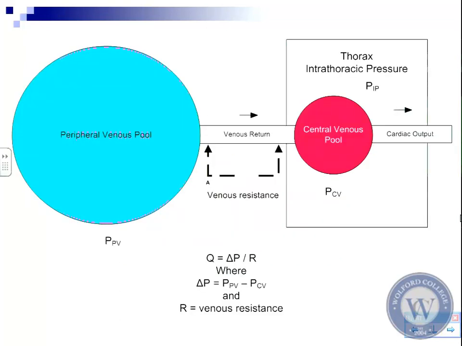So what you see here is your intrathoracic pressure compartment that I just added on. That only affects the central venous pool. It does not affect the peripheral venous pool. And then you see the venous resistance here, which is the description that I just gave you in the prior slide.